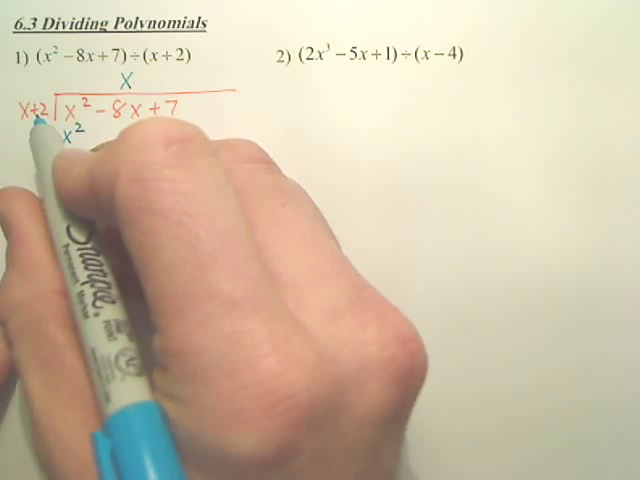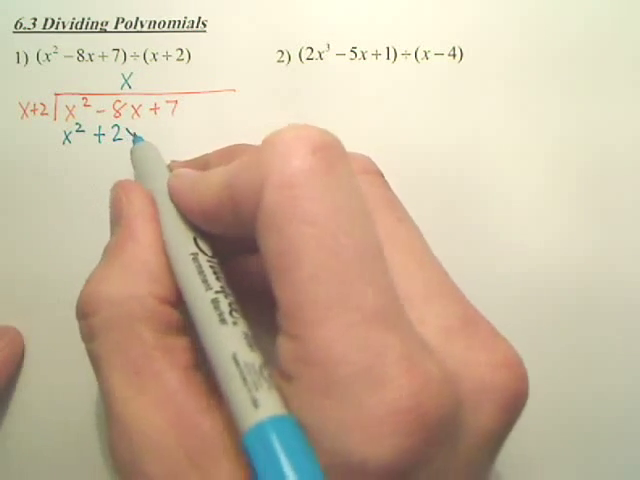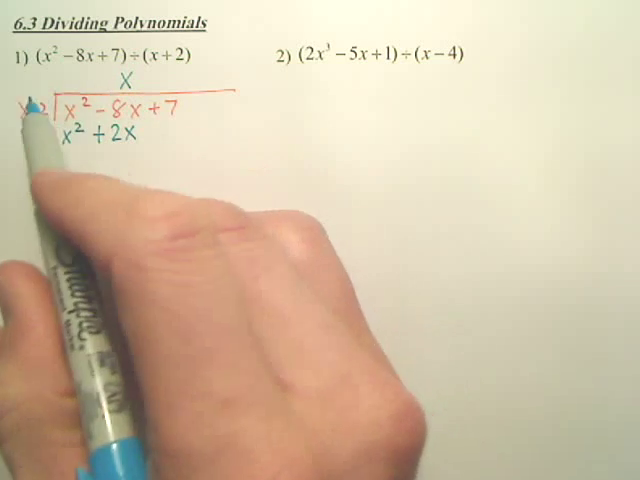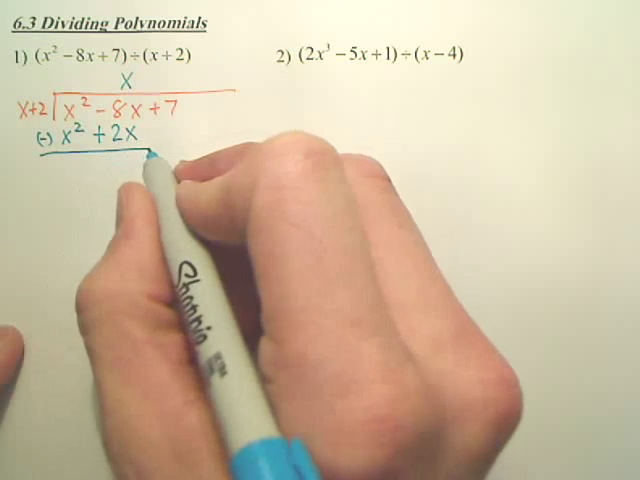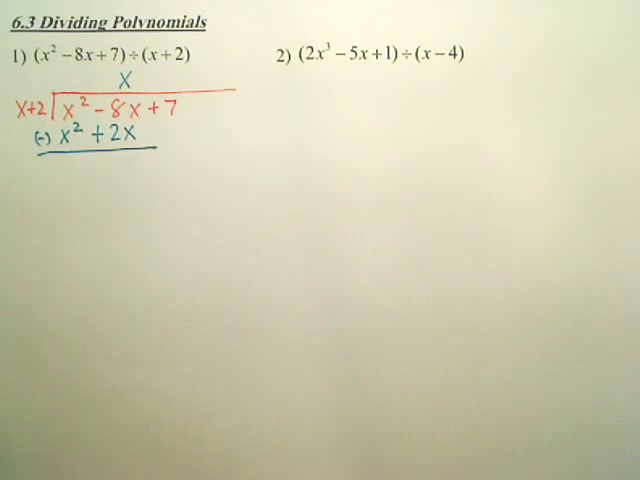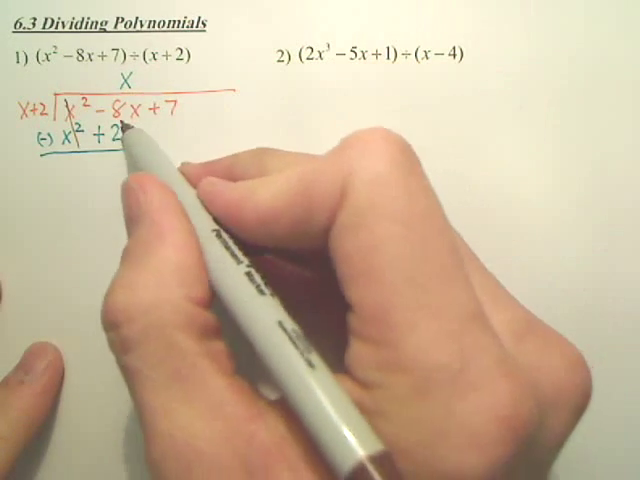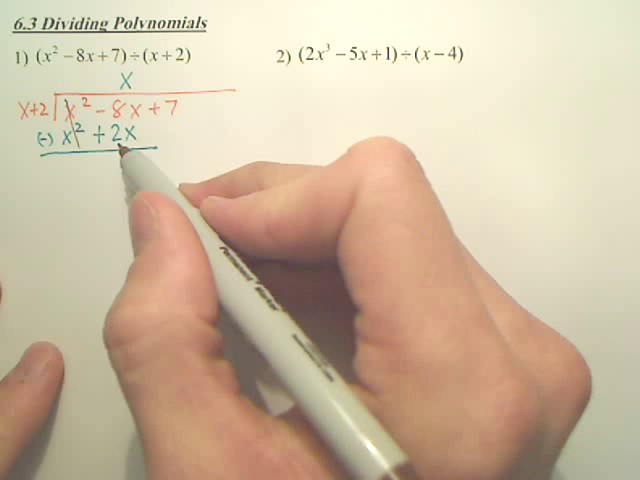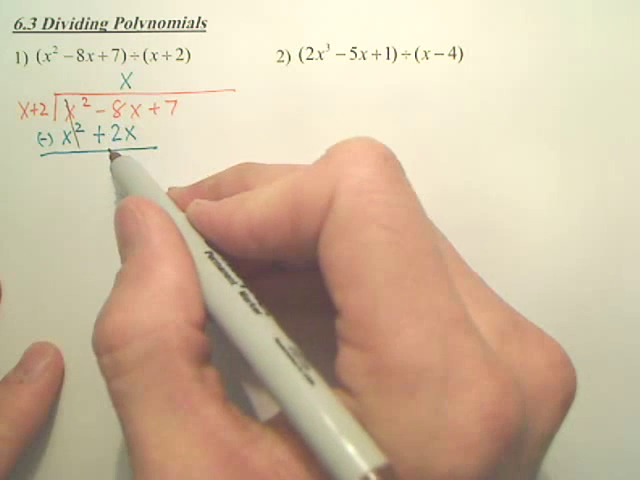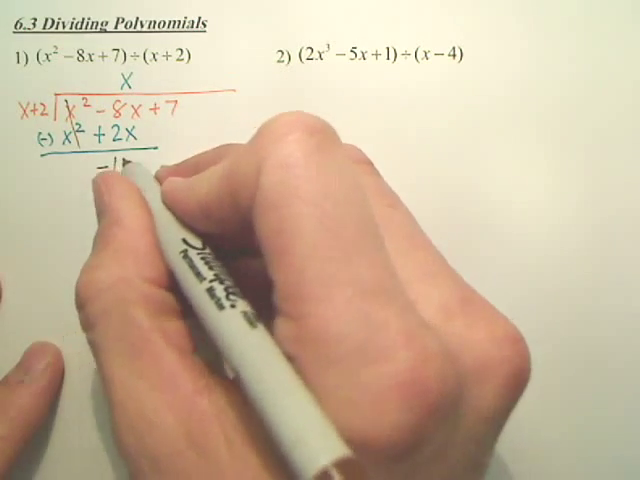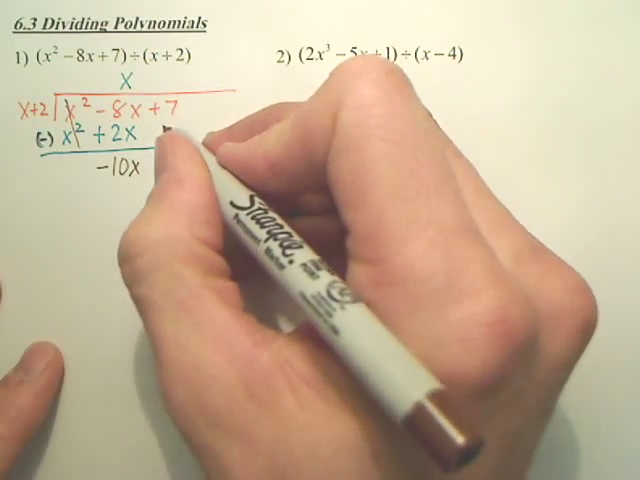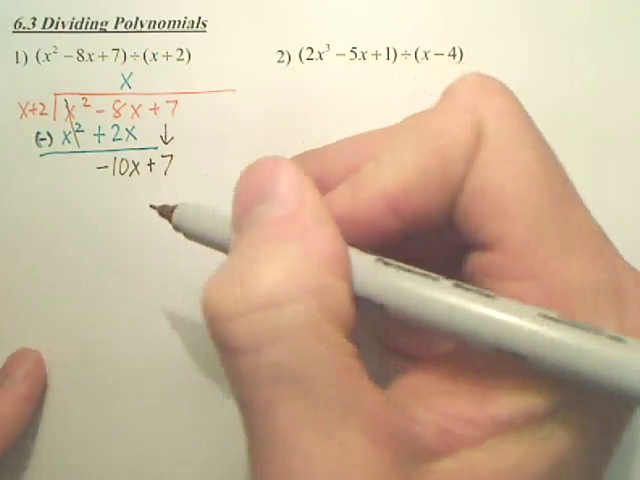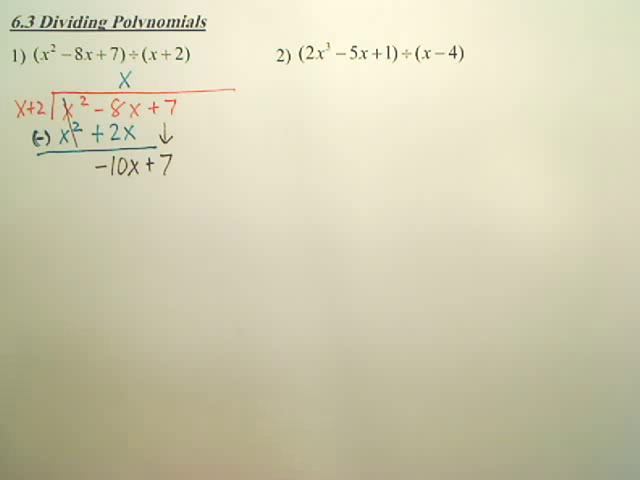X times 2 gives you what? 2x. X times x gives you x squared. X times 2 gives you 2x. Now, aren't you going to minus down like normal division? Okay. When I minus down, do the x squareds disappear? Yes. What's this going to become? Negative 8 minus 2 is negative 10x. Remember, you're minusing. That's why I put it in parentheses. You're minusing down. And then don't you bring down the 7? Just like regular division. Then bring down the 7.